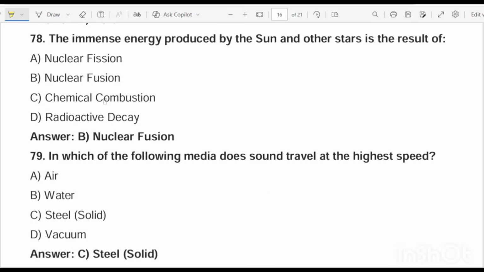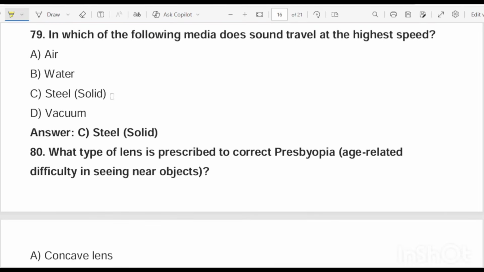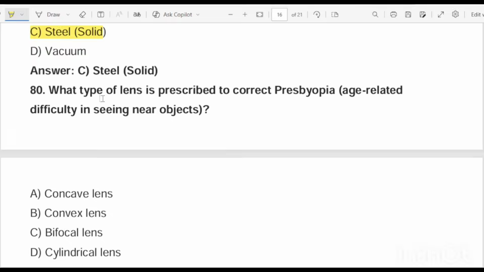Next question. The immense energy produced by the sun and other stars is the result of. Correct option. Nuclear fusion. Next question. In which of the following media does sound travel at the highest speed? Correct option. Option C, steel. That means solid.